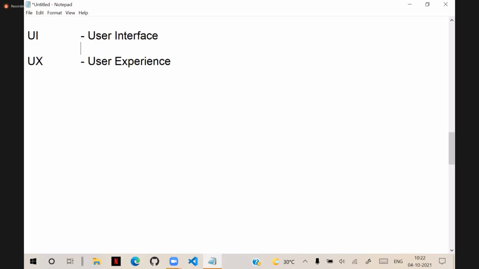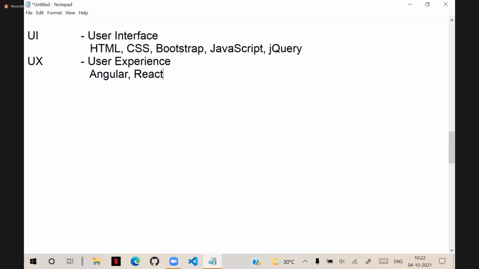Actually, for UI, these are enough: HTML, CSS, Bootstrap, JavaScript, jQuery. For user experience, additionally, you need technologies like Angular and React.